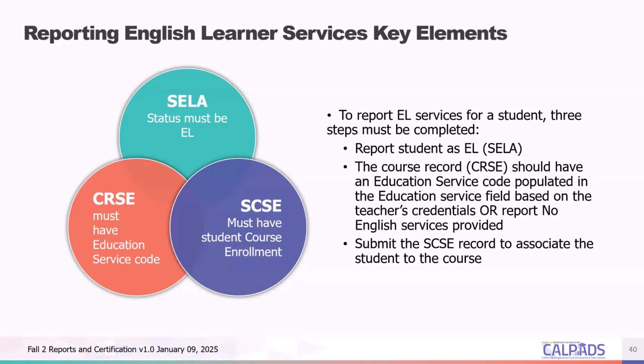It is possible that your EL student is enrolled in a course section that is not providing services. We'll show this in the report section of the training. You still have to indicate that no service is provided. So every course that has even a single EL student enrolled must have the education service code populated, even if it's no services provided. And then the last element is, if the student is EL, the course has to provide service. The student has to be enrolled in a course showing the service. That means the student has to have an SCSE record for a course that has the education service code populated.